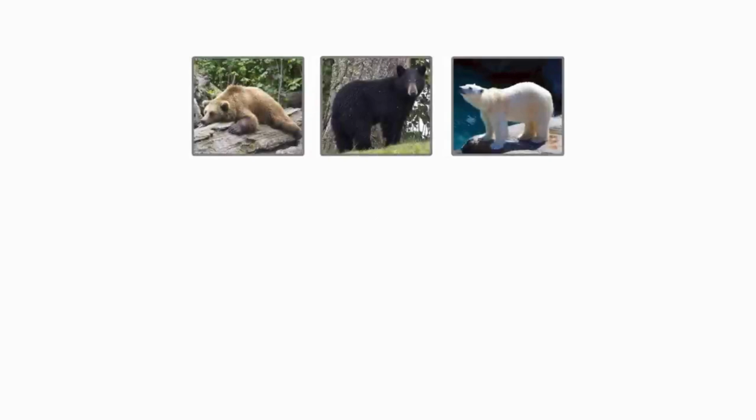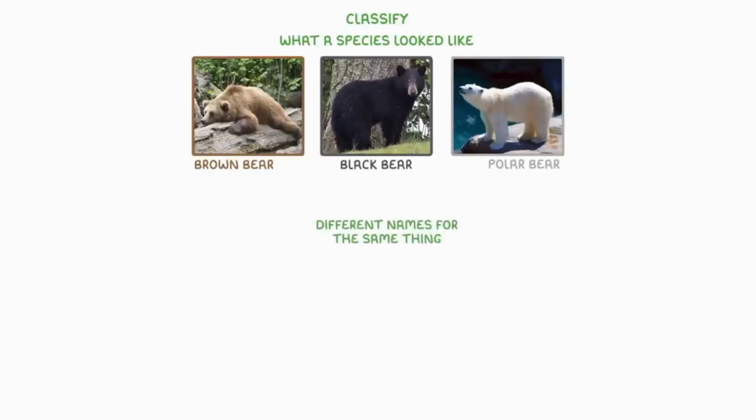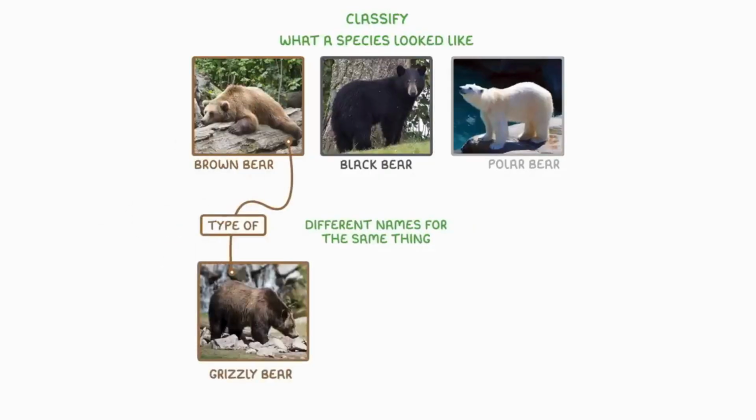Species on Earth, we need some way to classify them. Our ancestors often did it based on what a species looked like. For example, a black bear is different to a brown bear, which is different to a polar bear. But it's hard to come up with names like this for everything. And different people around the world had different names for the same thing. Like the grizzly bear, which is just a type of brown bear.